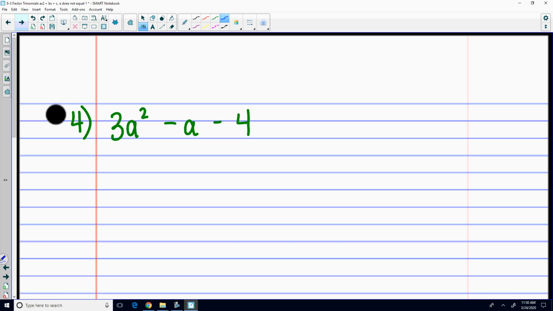All right, check number 1. Is it in order? Yes. A squared. A, no variable. All right, figure out what AC is. 3 is in the A position. Negative 4 is in the C position. So 3 times negative 4 is negative 12. All right, let's write the factors of negative 12. 1 and 12, 2 and 6, and 3 and 4.